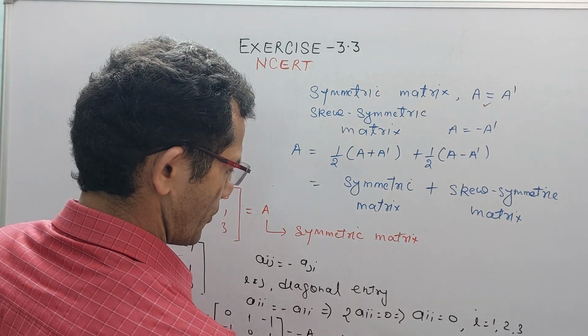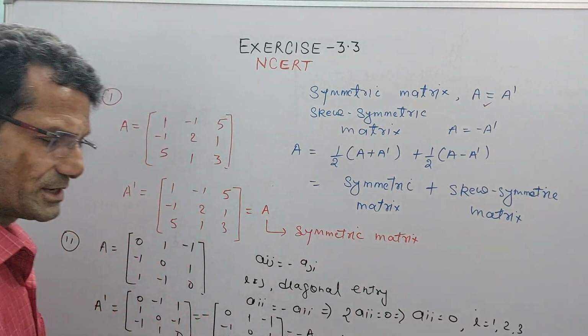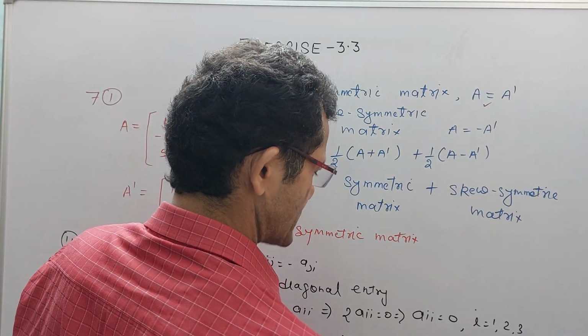Skew or anti-symmetric will be the same: a skew-symmetric matrix.